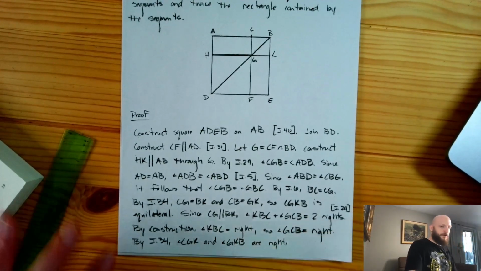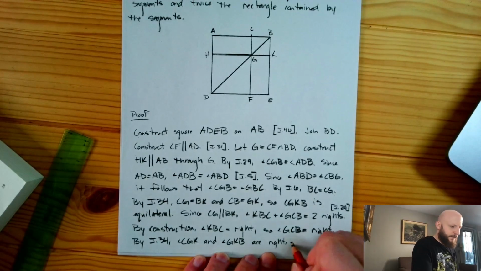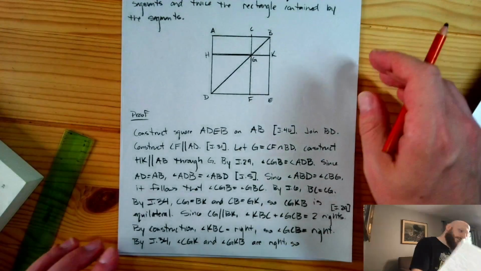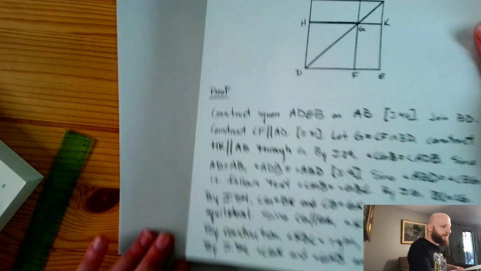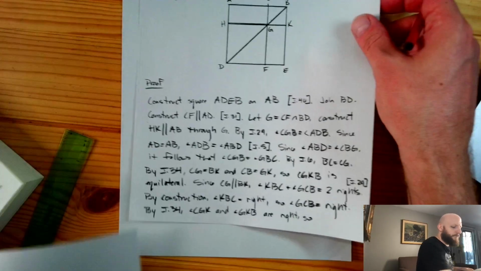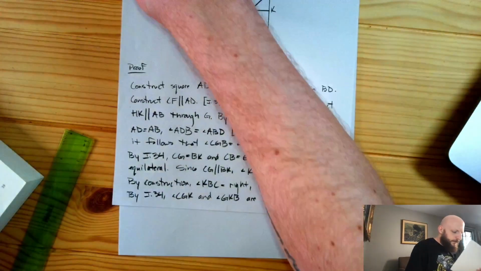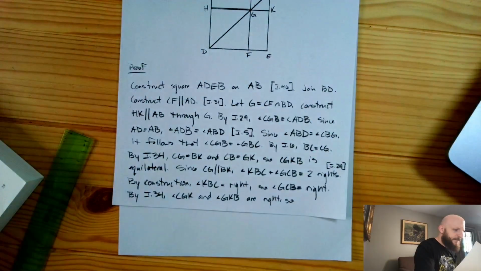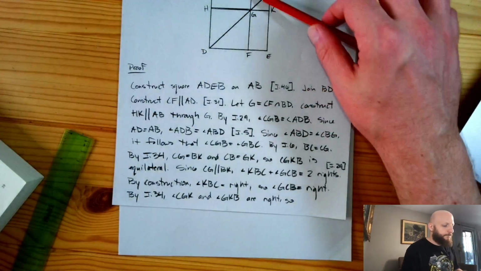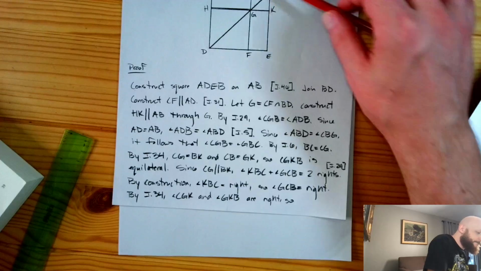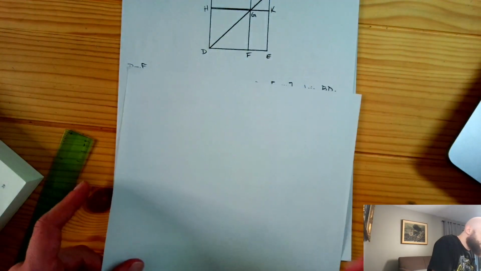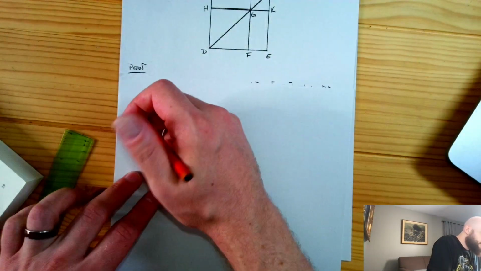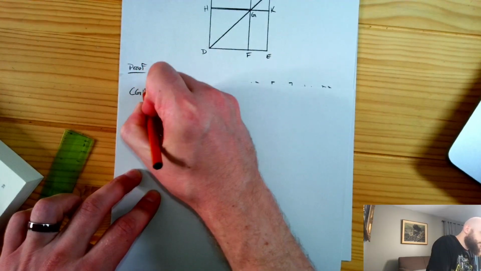I'm going to need another paper here. So what do we get? We've shown now that CGKB is a square. So we'll just say that it is a square.